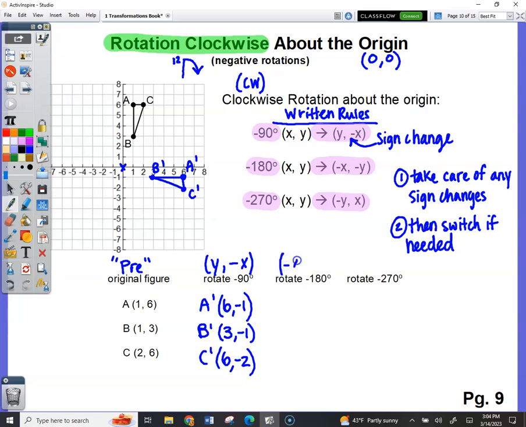-X, -Y, which means all we have to do here is change the sign for both of them. We're going to actually just call this A double prime. I hate to call it A prime again because then we're going to be putting them on the same graph.